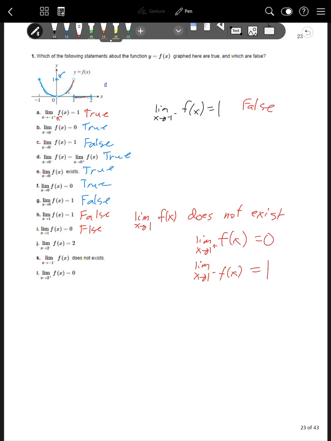The limit as x approaches 2 from the left does exist, but it's not 2, it's 0. So this would be false. The limit as x approaches -1 from the left does not exist, and that's true. We already talked about that. If we're approaching -1 from the left, there's nothing over there to approach from, so that's true. And then the limit as x approaches 2 from the right equals 0 would actually also be false, because the limit at 2 could be 0, but unfortunately there's nothing on the right-hand side of 2.